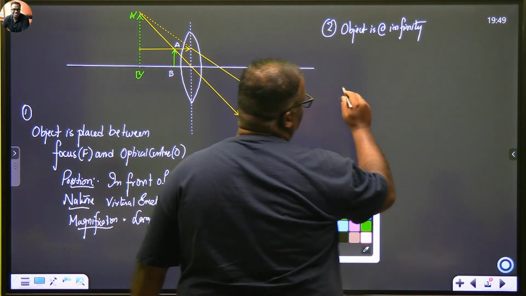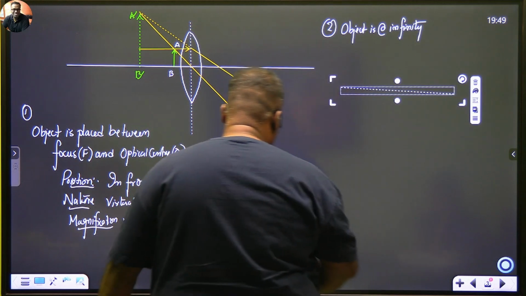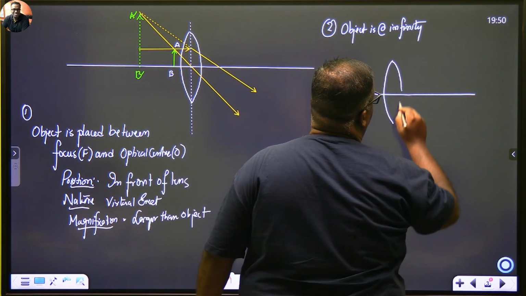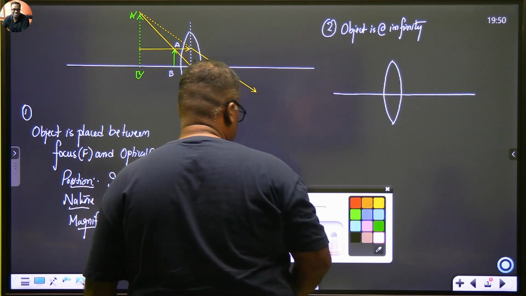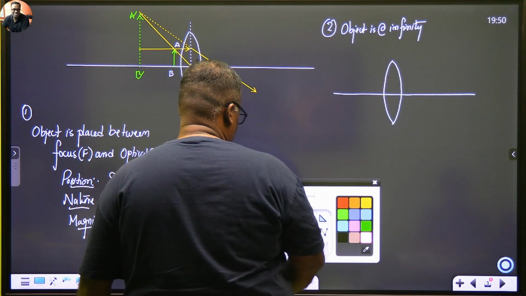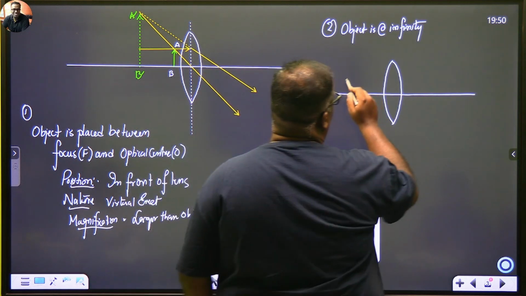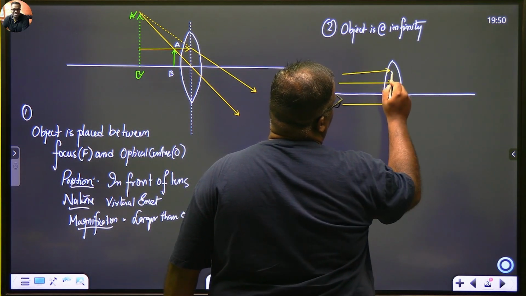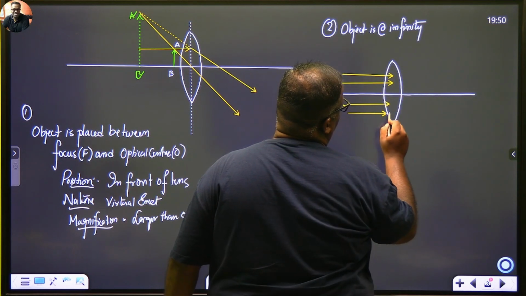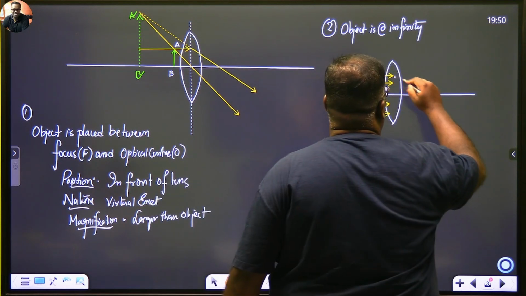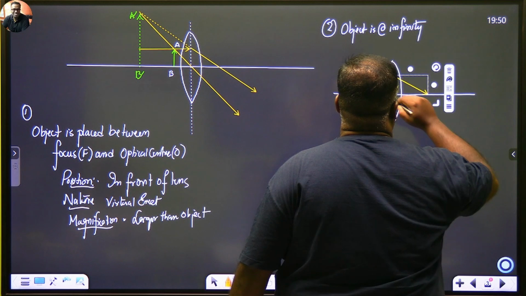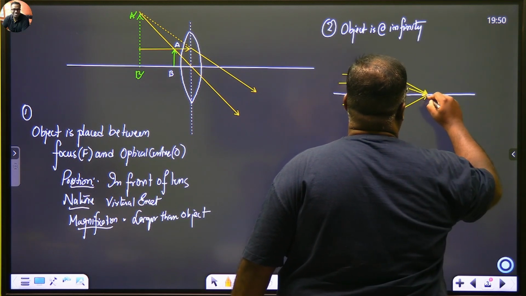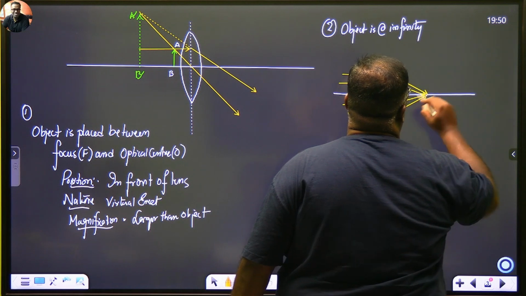You can look at this drawing in two ways. Now I'm making some freehand drawing, okay? This is my lens, and I have rays coming parallel to the principal axis. Let's say first the rays are parallel to the principal axis. As per my rule, where should they converge? At the focus, not focal length. And that is how we define the principal focus, at the focus.